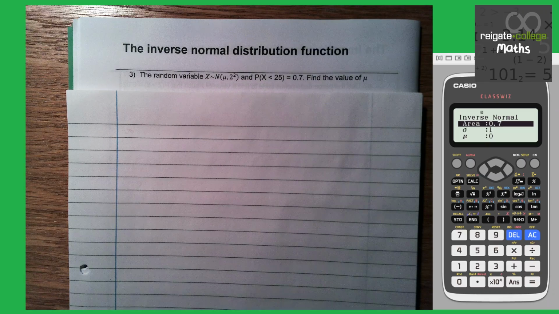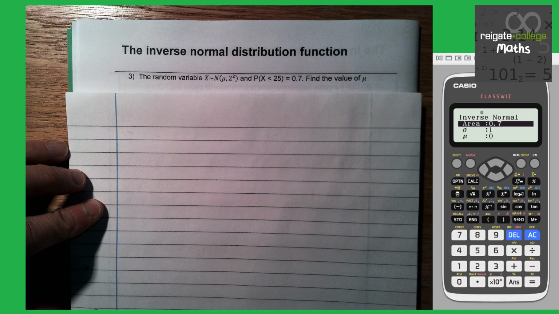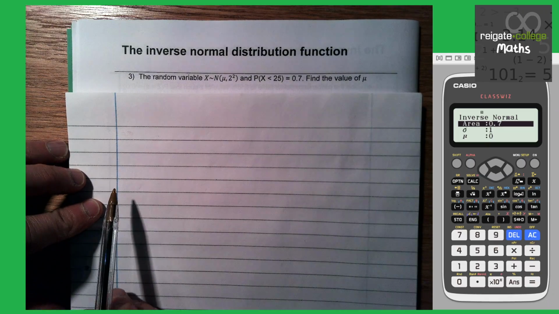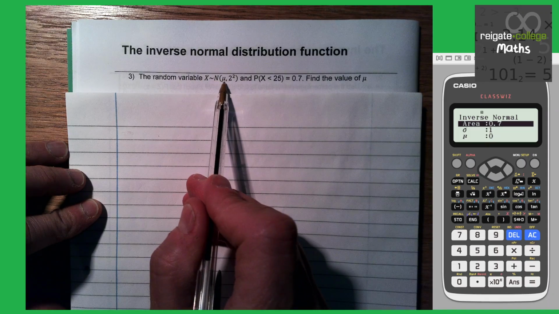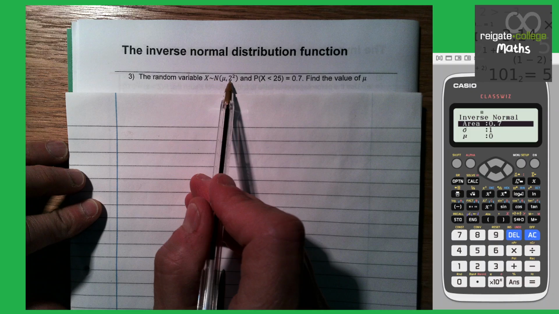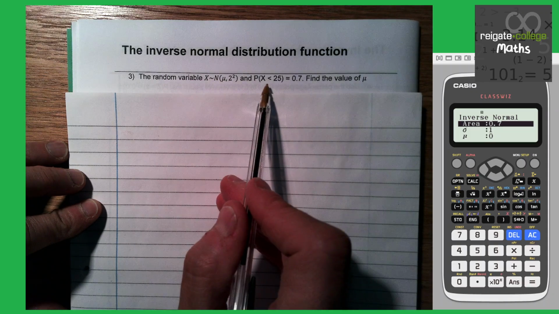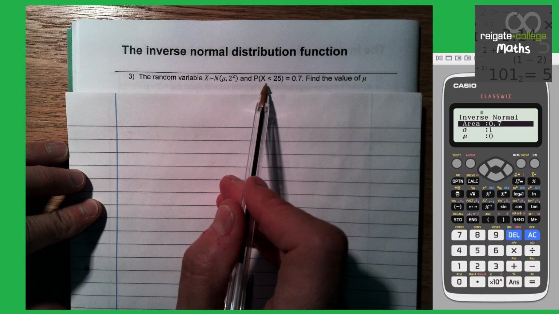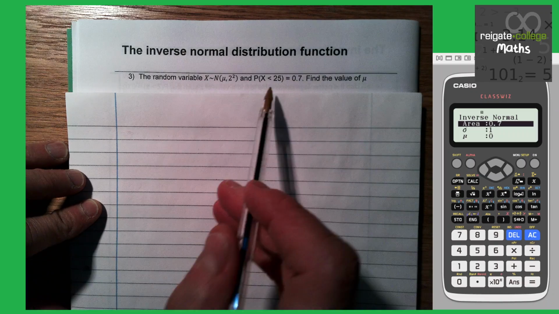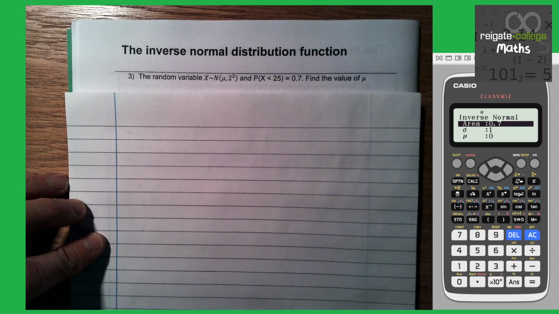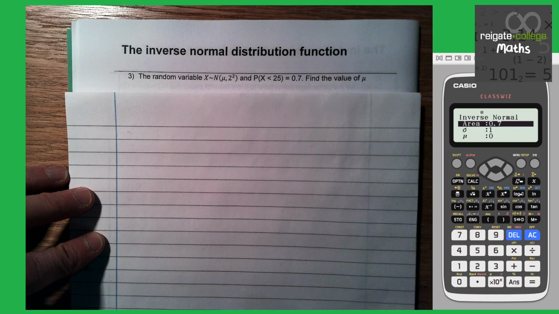So we're told that we've got a random variable x, which is normally distributed. We don't know its mean, but we know its standard deviation is 2. And we're also told that the probability that x is less than 25 is 0.7. What we want to do is find the value of the mean.